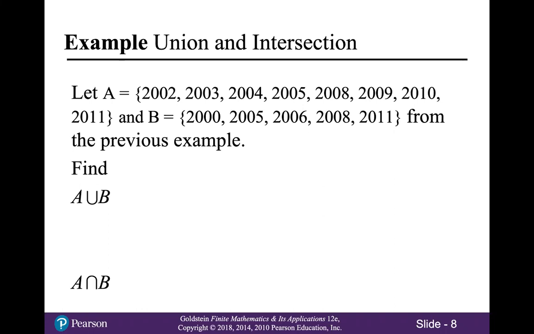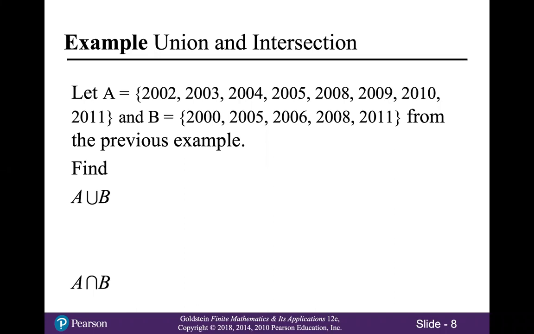From this previous example, let's find A union B and A intersect B. For A union B, just take all the years that belong to either one of these sets. One way to do that is to list all the elements of set A and then pick up the elements from set B that are not already there. One important thing to note: even though A union B consists of everything that is in A or B or both, the elements that are in both, you only list once.